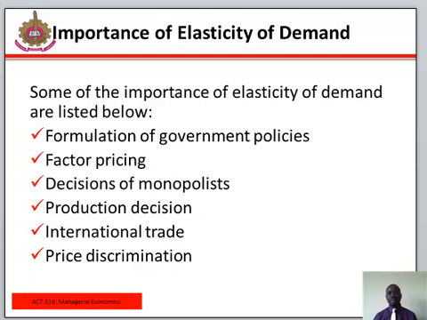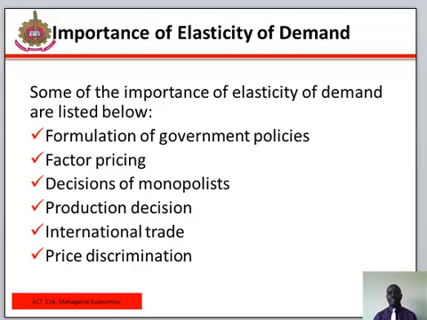Formulation of government policy. The concept of price elasticity of demand is important for formulating government policy, especially taxation policy. Government can impose higher tax on goods with inelastic demand, whereas low rates of tax are imposed on commodities with elastic demand.